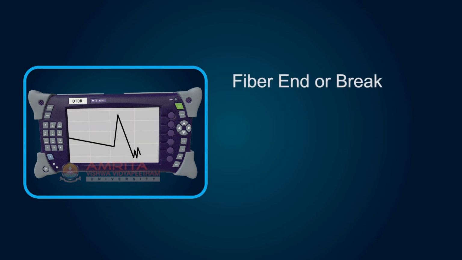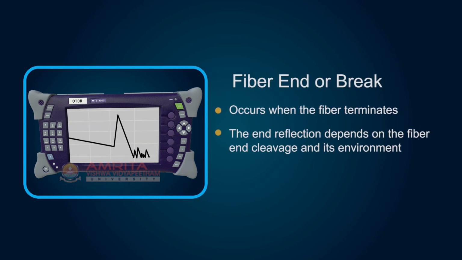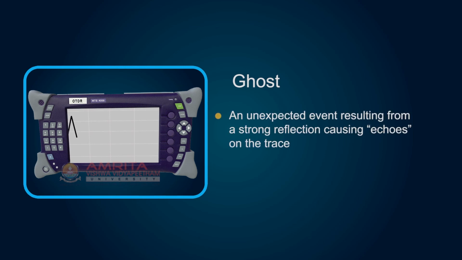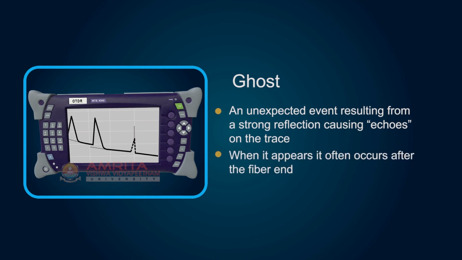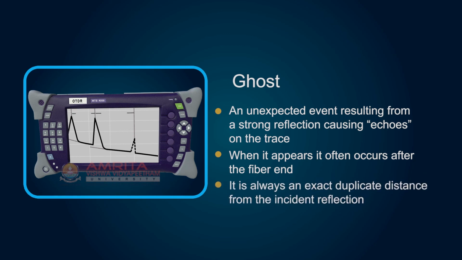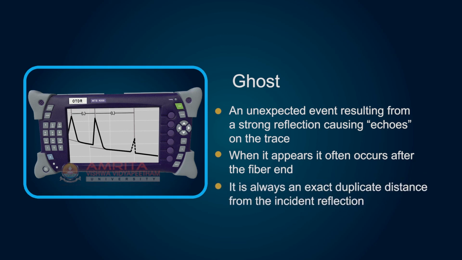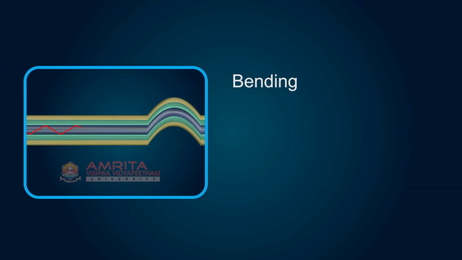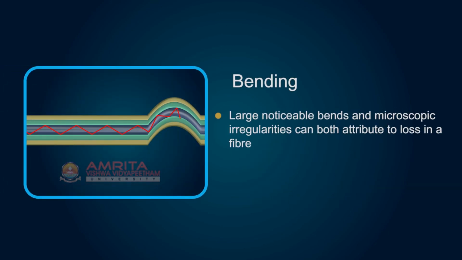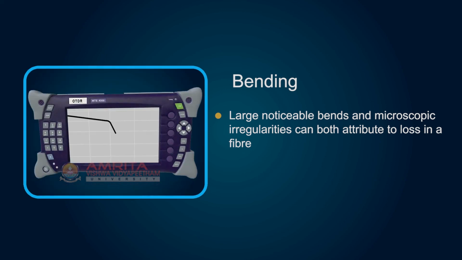Fiber end or break occurs when the fiber terminates. The end reflection depends on the fiber end cleavage and its environment. Ghost is an unexpected event resulting from a strong reflection causing echoes on the trace. When it appears, it often occurs after the fiber end. It is always an exact duplicate distance from the incident reflection. Bending. Large noticeable bends and microscopic irregularities can both contribute to loss in a fiber.